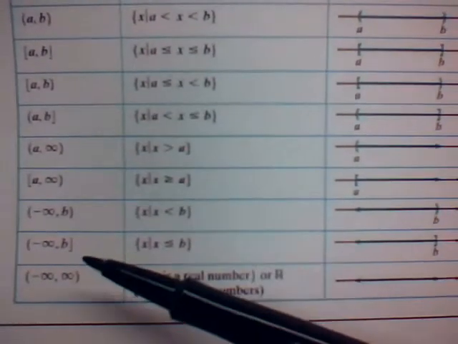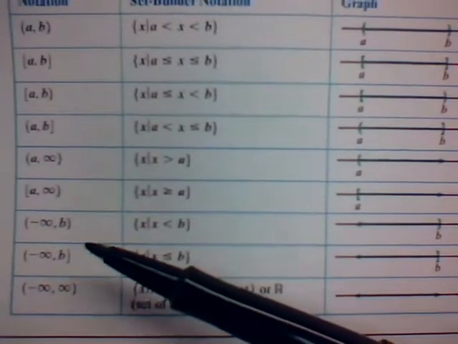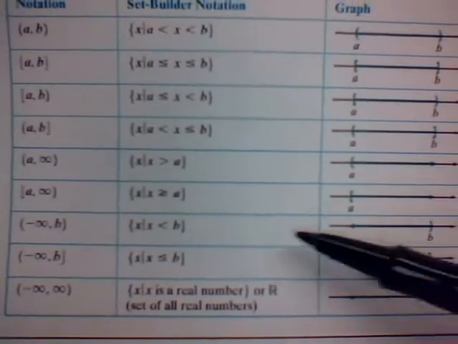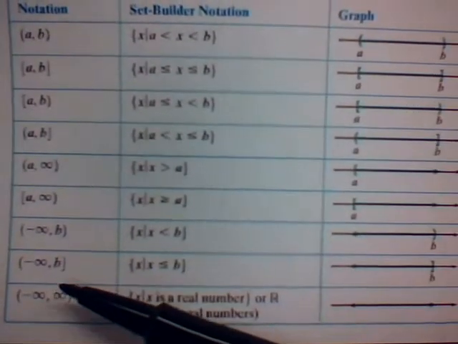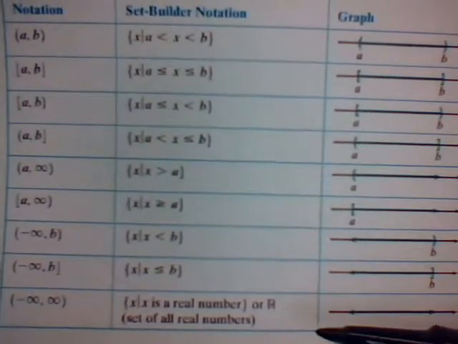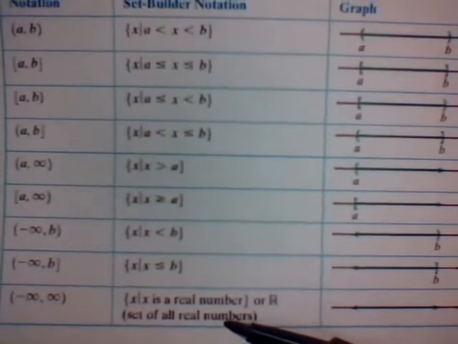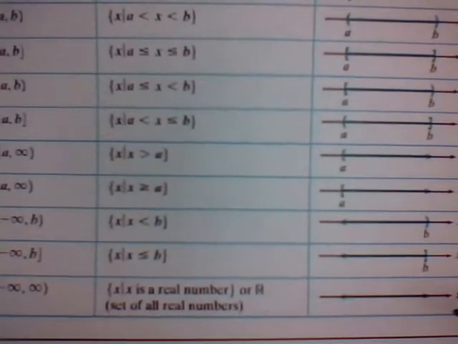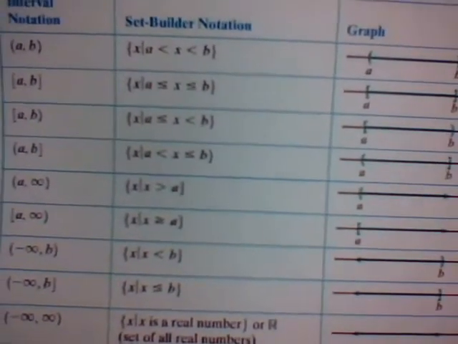And then these two represent negative infinity to that number. From negative infinity to b, where b is not included, you'll use a right parentheses and shade everything indefinitely to the left. From negative infinity to b, where b is included, you'll use the bracket and shade everything to the left. And then from negative infinity to infinity, that's the set of all real numbers, or the set of all x, where x is a real number. That's going to be the entire number line. You'll shade indefinitely to the left and to the right.